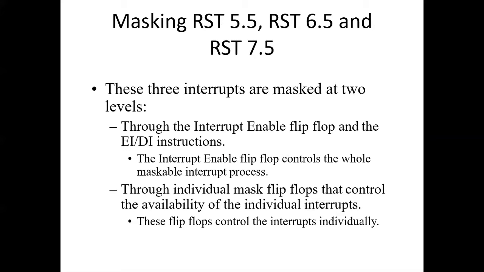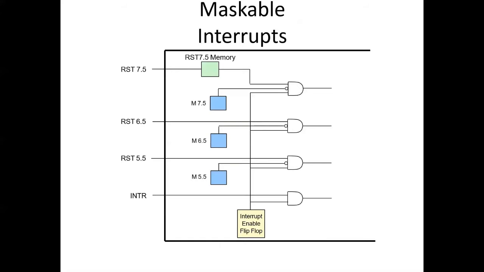These three interrupts are masked at two levels through the interrupt enable flip-flop and the EI and DI instructions. The interrupt enable flip-flop controls the whole maskable interrupt process through individual mask flip-flops that control the availability of the individual interrupts. These flip-flops control the interrupts individually. So here you can see the figure of INTR, RST 5.5, 6.5 and 7.5.